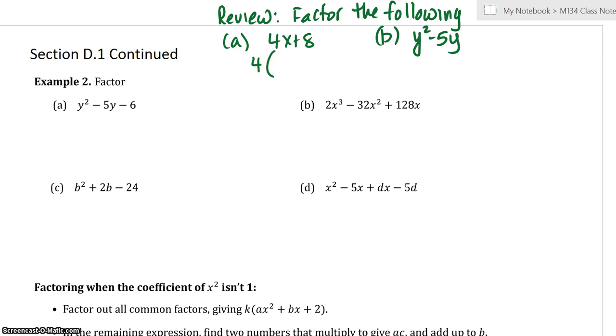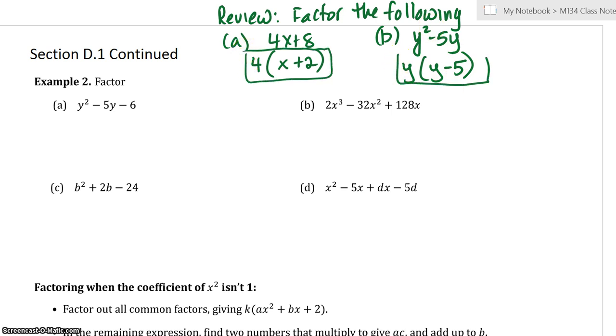So what you do is you put a 4 on the outside and you divide 4 into each. You get x plus 2. If you multiply that out, you do get back to the original. You can factor numbers or variables. So if we look at part B here, y squared minus 5y, what is common there is a y. We divide y into y squared, you get a y, and then divide y into 5y, you just get a 5. And notice when you multiply it back, you get the original. So that is our little review.